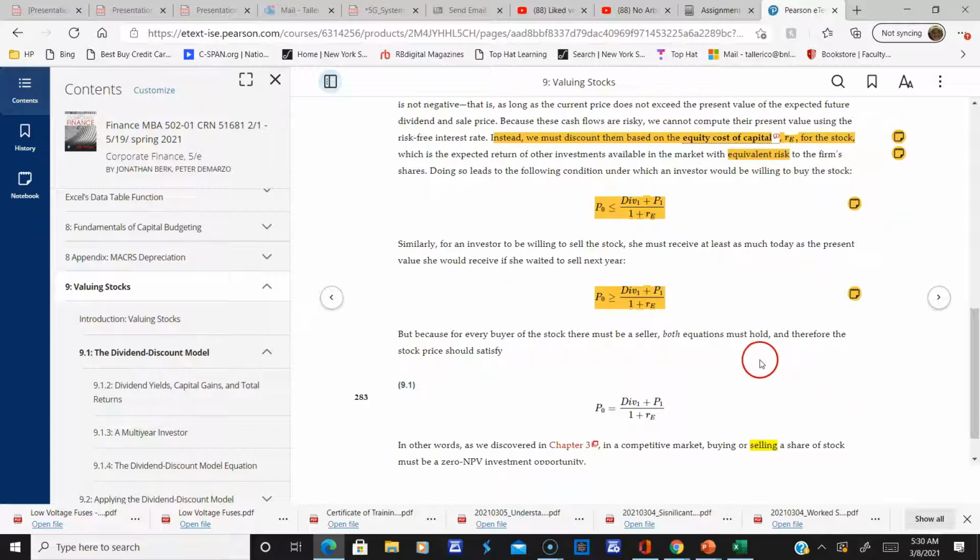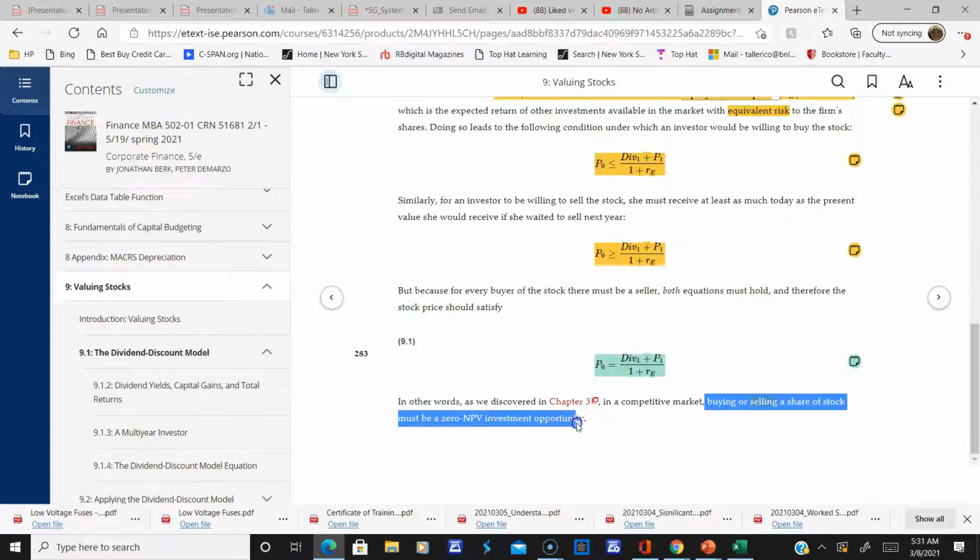But because for every buyer of the stock there must be a seller, both equations must hold, and therefore the stock price should satisfy, if you apply both equations above, this important equation 9.1. In a competitive market, buying or selling a share of stock must be a zero net-present-value investment opportunity. Right? All right, there's got to be a price. Either you gain or you lose. Not very many people will break even.